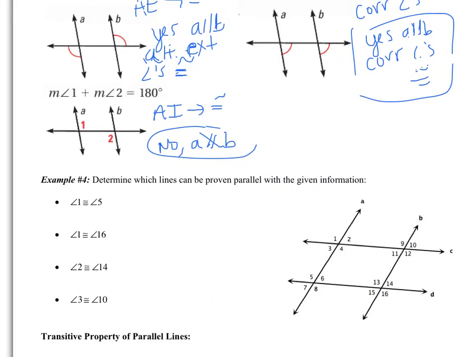It says determine which lines can be proven parallel with the given information. Okay, so the first one, angle 1 is congruent to angle 5. First thing I need to do is identify my transversal, which in this case is A. A is the only line that they both touch. If A is the transversal, that means I can ignore B. Okay, 1 and 5 are corresponding angles. They're congruent, so therefore C is parallel to D. Okay, so I'm going to erase this before we do the next one.